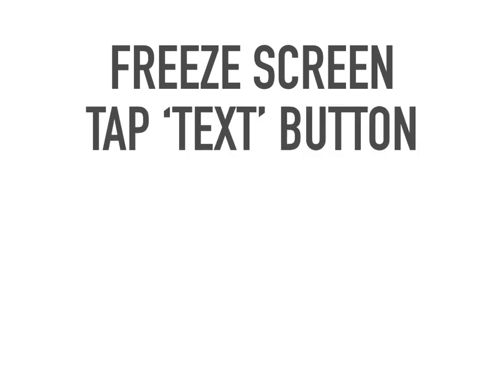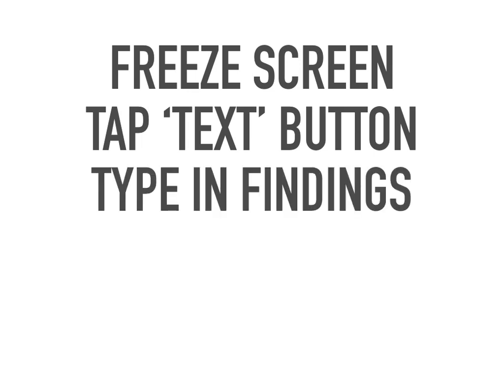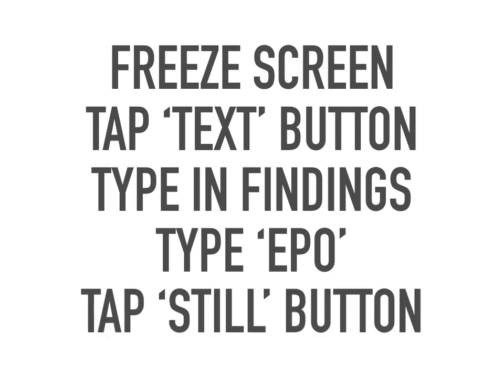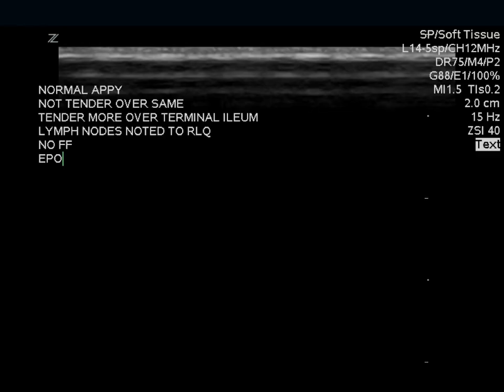tap the Freeze button, tap the Text button so that you have a cursor on the screen, type in your findings and impression. Feel free to take up multiple lines for this. Type the letters EPO as your last line, and finally tap the Still button to save an image of this in the patient exam. This is what it will look like.